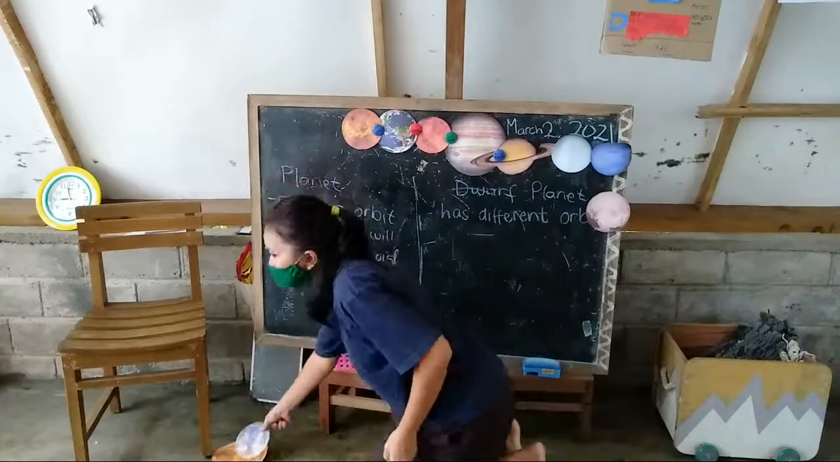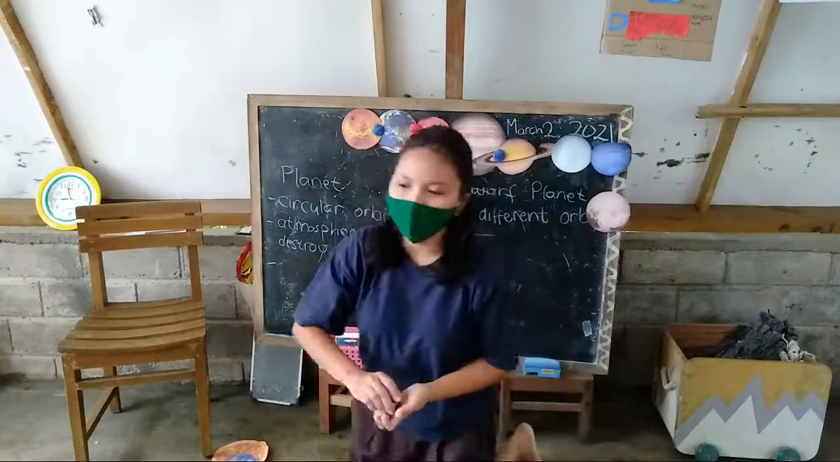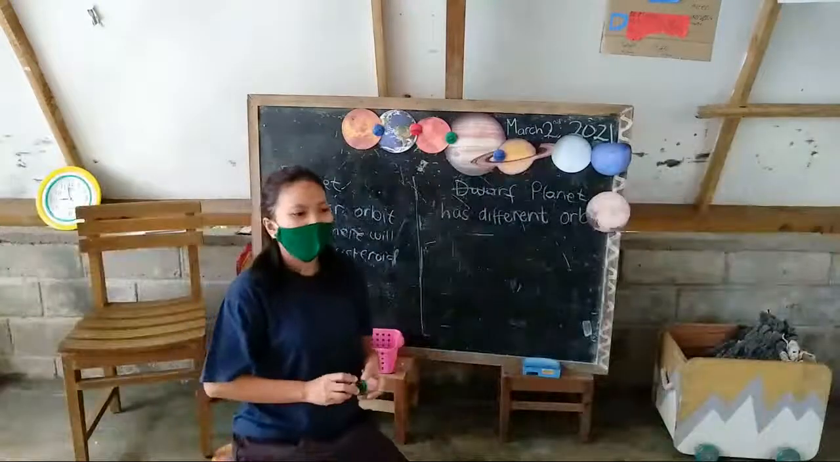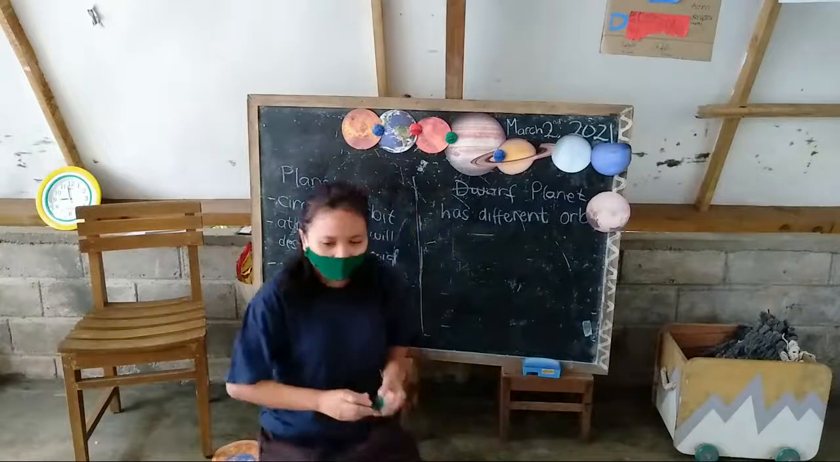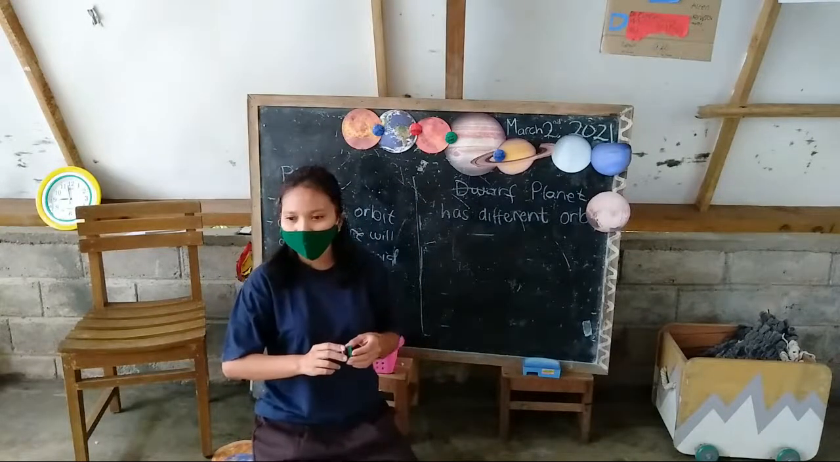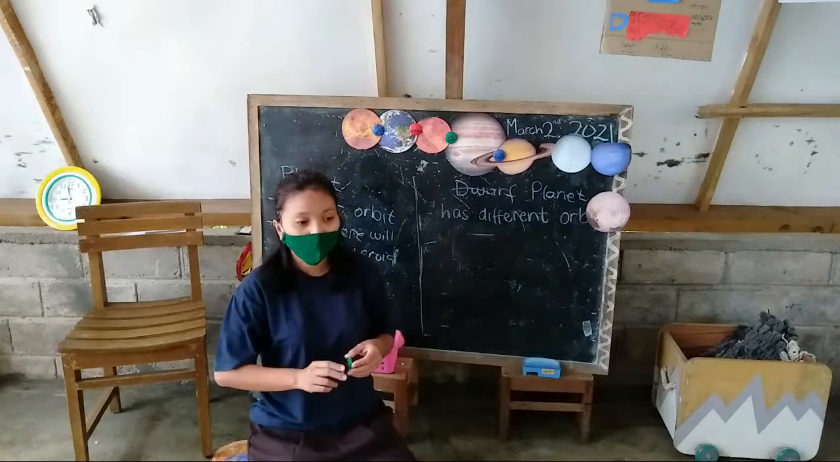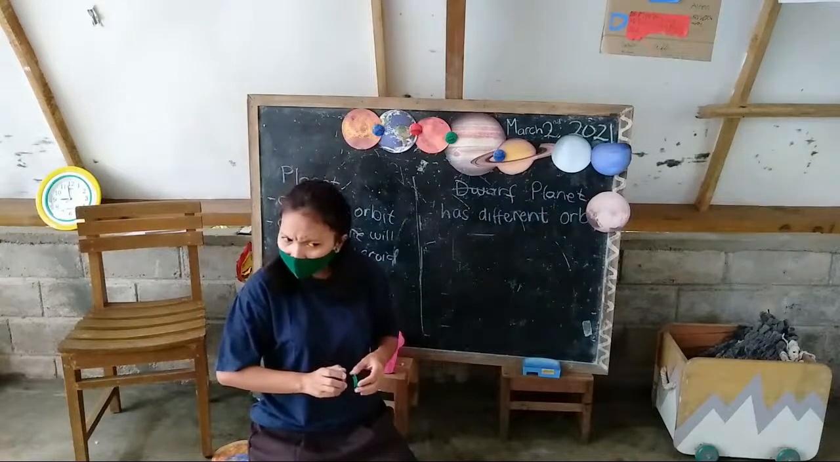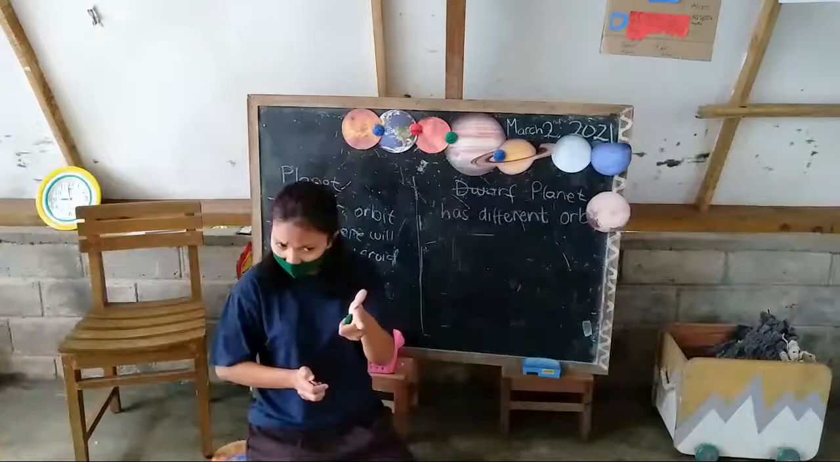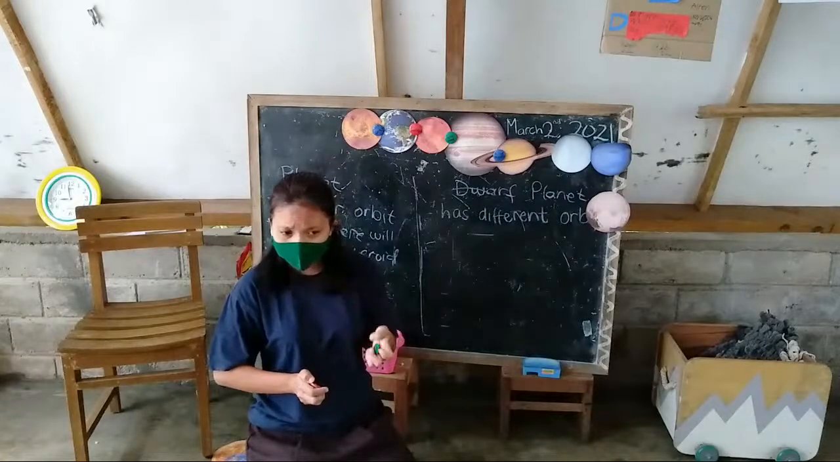I will use the magnet because the sun kicked out Pluto, the sun and Mercury. Okay. For example, all planets have a magnet.